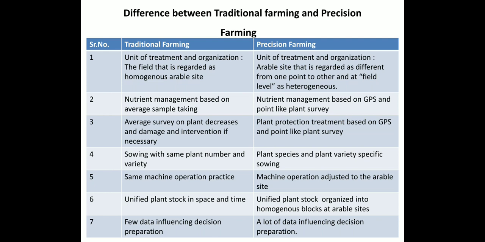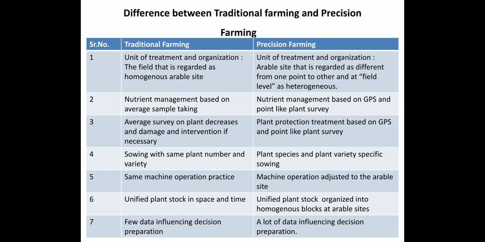In traditional farming, the sowing is with the same plant number and variety, but in precision farming, it is plant species and plant variety specific sowing. In traditional farming, there is the same machine operation practice. In precision farming, the machine operation is adjusted as per the arable sites. In traditional farming, there are unified plant stocks in space and time. In precision farming, the plant stock is organized into homogeneous blocks at the arable sites.